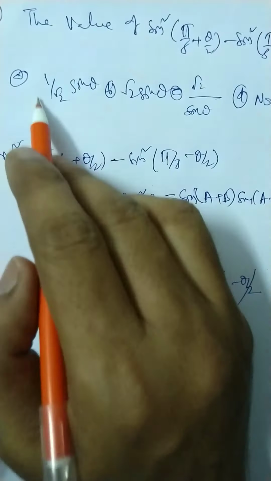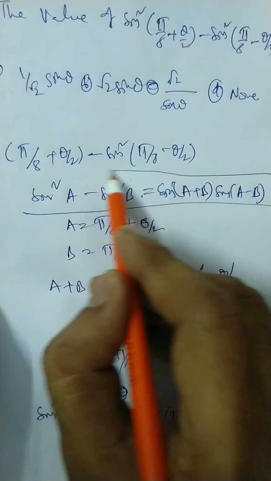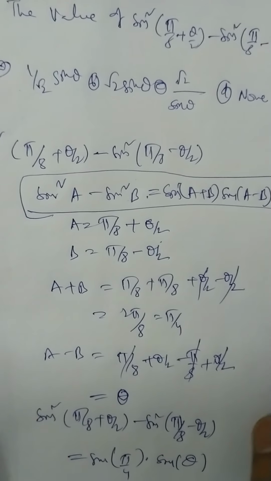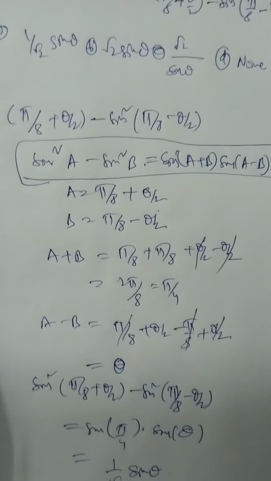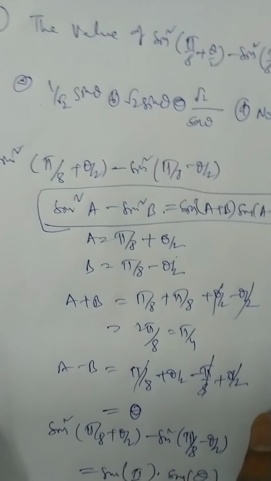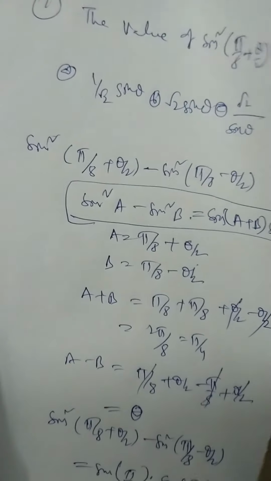If a problem is based on this formula, sin square a minus sin square b is equal to sin of a plus b into sin of a minus b. I hope you understood this solution. Now we'll see another problem here, the last problem of this session.